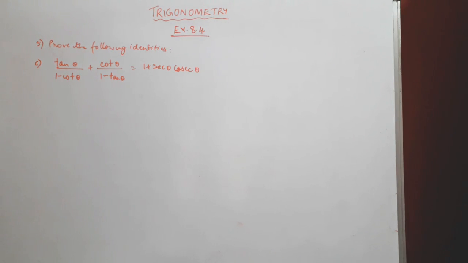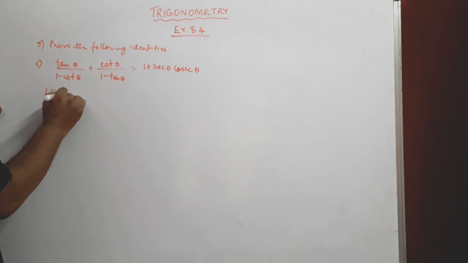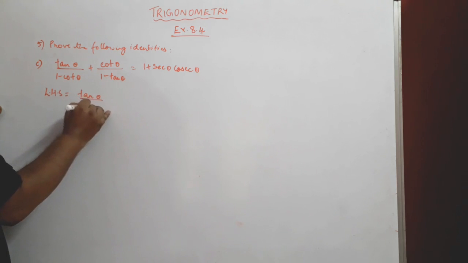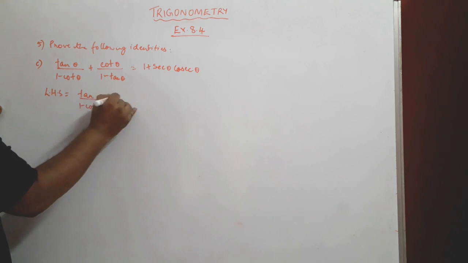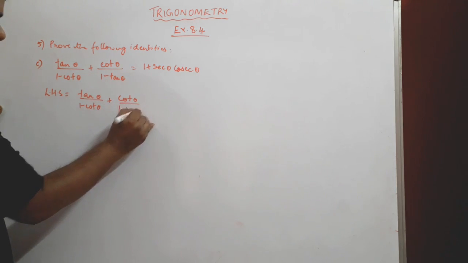The next problem is tan theta upon 1 minus cot theta plus cot theta upon 1 minus tan theta equal to 1 plus sec theta into cosec theta. We need to prove left hand side equal to right hand side, beginning with the left hand side, which is equal to tan theta upon 1 minus cot theta plus cot theta upon 1 minus tan theta.